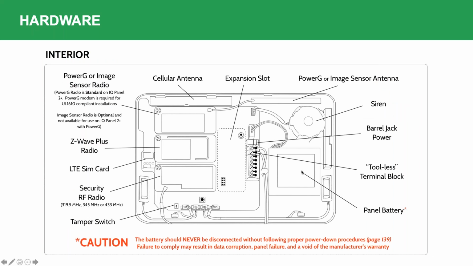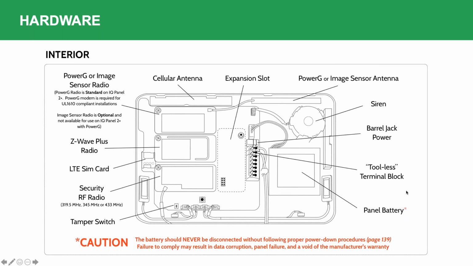If you look at the interior of this, there's some things we already touched on, those PowerG cards, but we have the cellular antenna up top. We even actually have one on the side here. We have the PowerG or image sensor antenna here for that 900 megahertz. You know, barrel jack connection, so you can use a barrel jack, or if you're doing a takeover, you could actually go directly into this terminal. Works very well with 18 gauge wire. We have the built-in radio here for RF. You have the LTE SIM card over here, a tamper switch.